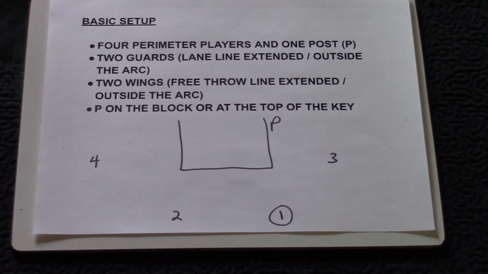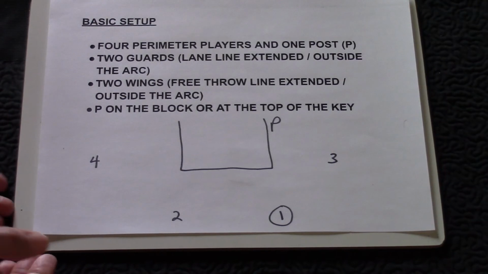Basic setup in the offense: if we're just walking up the court or if our transition breaks down, 4 perimeter players and one post, P. 2 guards lane line extended outside the arc, 2 wings free throw line extended outside the arc. The post is on the block or at the top of the key. Again, this is our main setup. We can run anything and everything we want to run out of this setup.